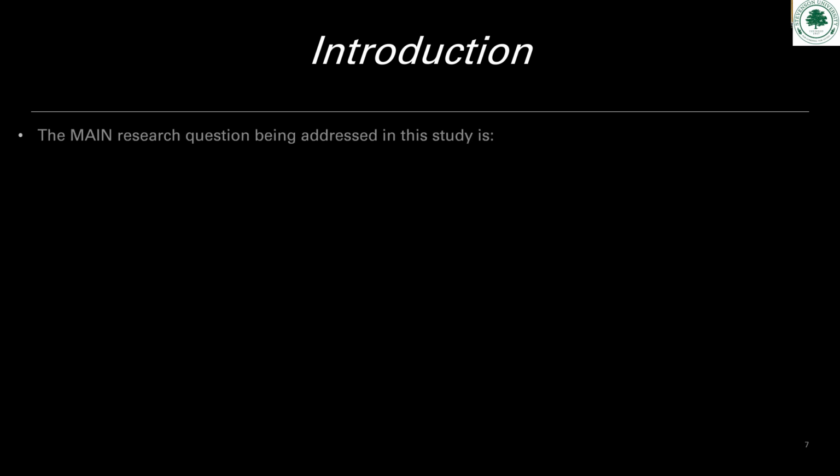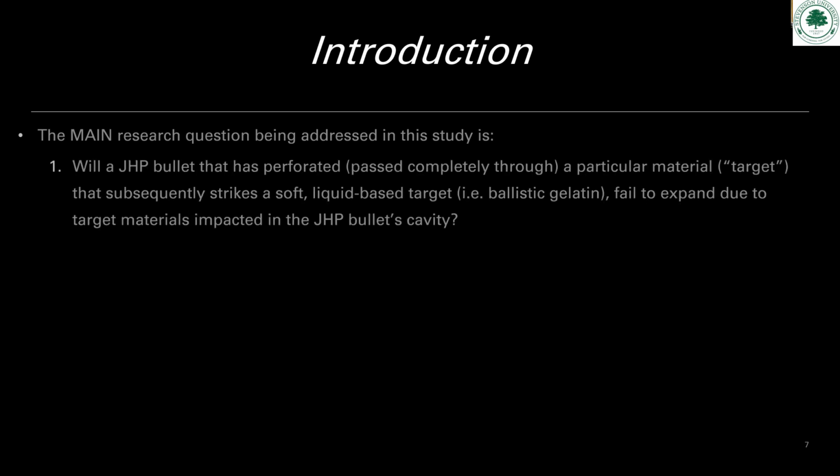The main research question being addressed in this study is, will a jacketed hollow point that has perforated a particular material and subsequently strikes a soft liquid-based target like ballistic gelatin fail to expand due to target materials impacted in the jacketed hollow point bullet's cavity? So that's the one question. Will those materials in the cavity cause expansion failure?